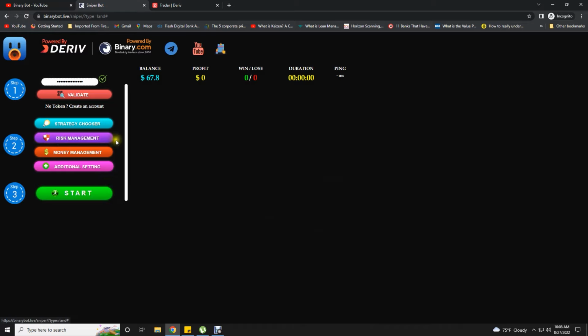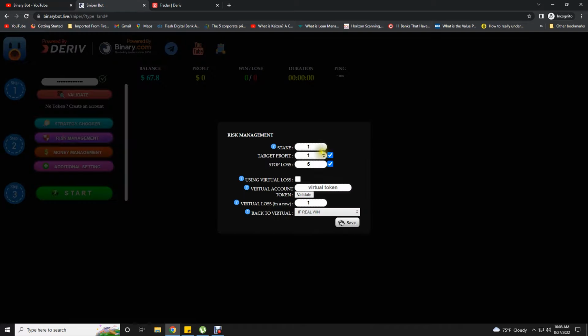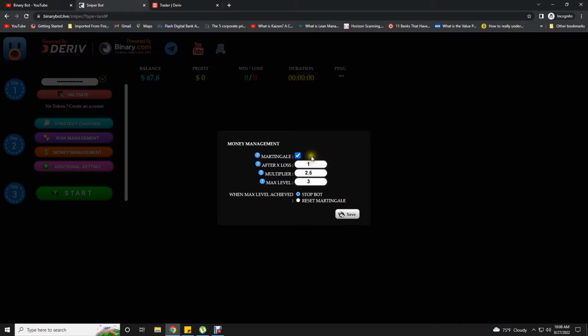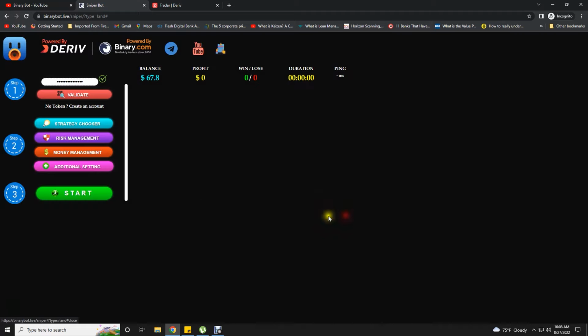After that, go into the risk management option, and put $5 as the stake and the target profit at $10, and then the stop loss at $50, and you can save now. After that, in the money management option, after loss is 1, the multiplier needs to be changed to 8, then max level 1, and now you can save.